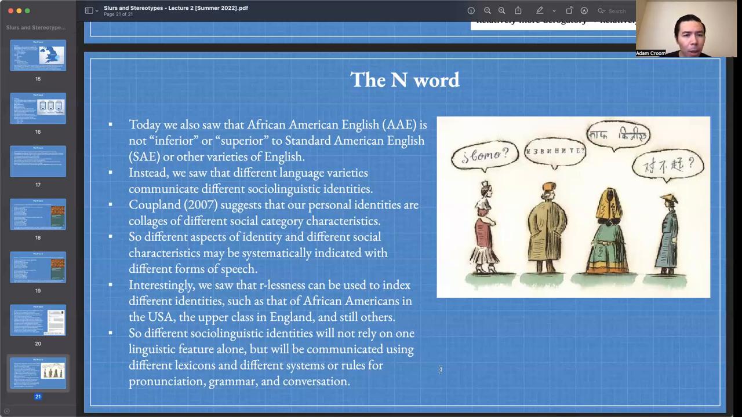Okay. Kuplan, for example, suggests that our personal identities are collages of different social category characteristics. So I'm both a professor, but I'm also a Californian, right? I'm also kind of young and also a musician and a martial artist. And so you see that different parts of my identity are going to pull me in different directions, maybe multiple times in the same day.